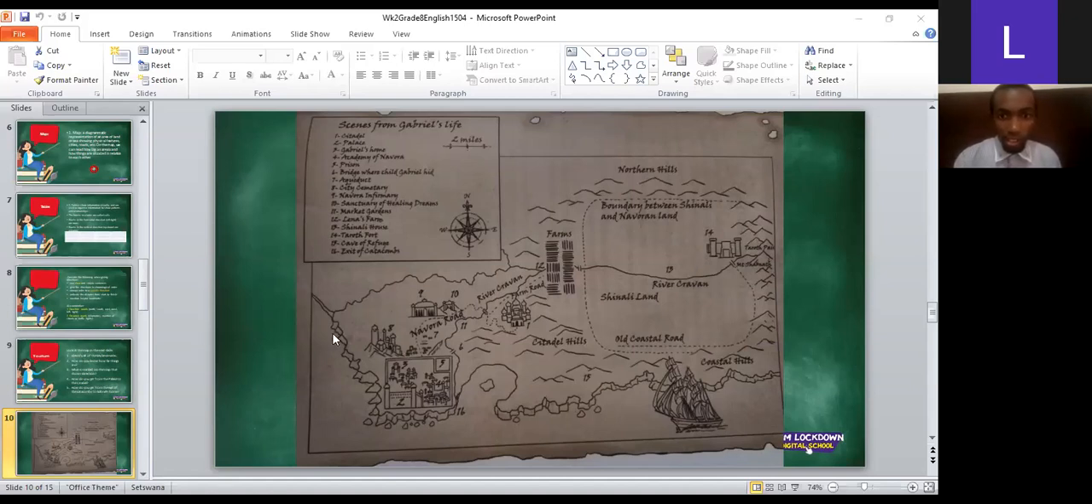Yes, I see somebody's asking if this is English. Yes, this is English. We are doing information texts which fall under viewing and reading in your syllabus. Let's continue.